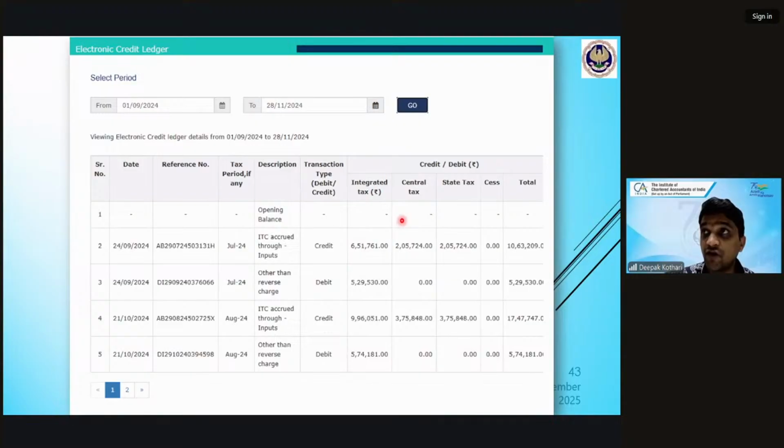Correct. GSTR1 is for sales. Whatever sales you make, that you have to upload in GSTR1. Correct. On the sales, whatever is the tax payable, that is the debit. You're right. So credit is the ITC, what you purchase के ऊपर जो credit है, and what the sale, whatever you pay, you will utilize the credit. That is this debit value.